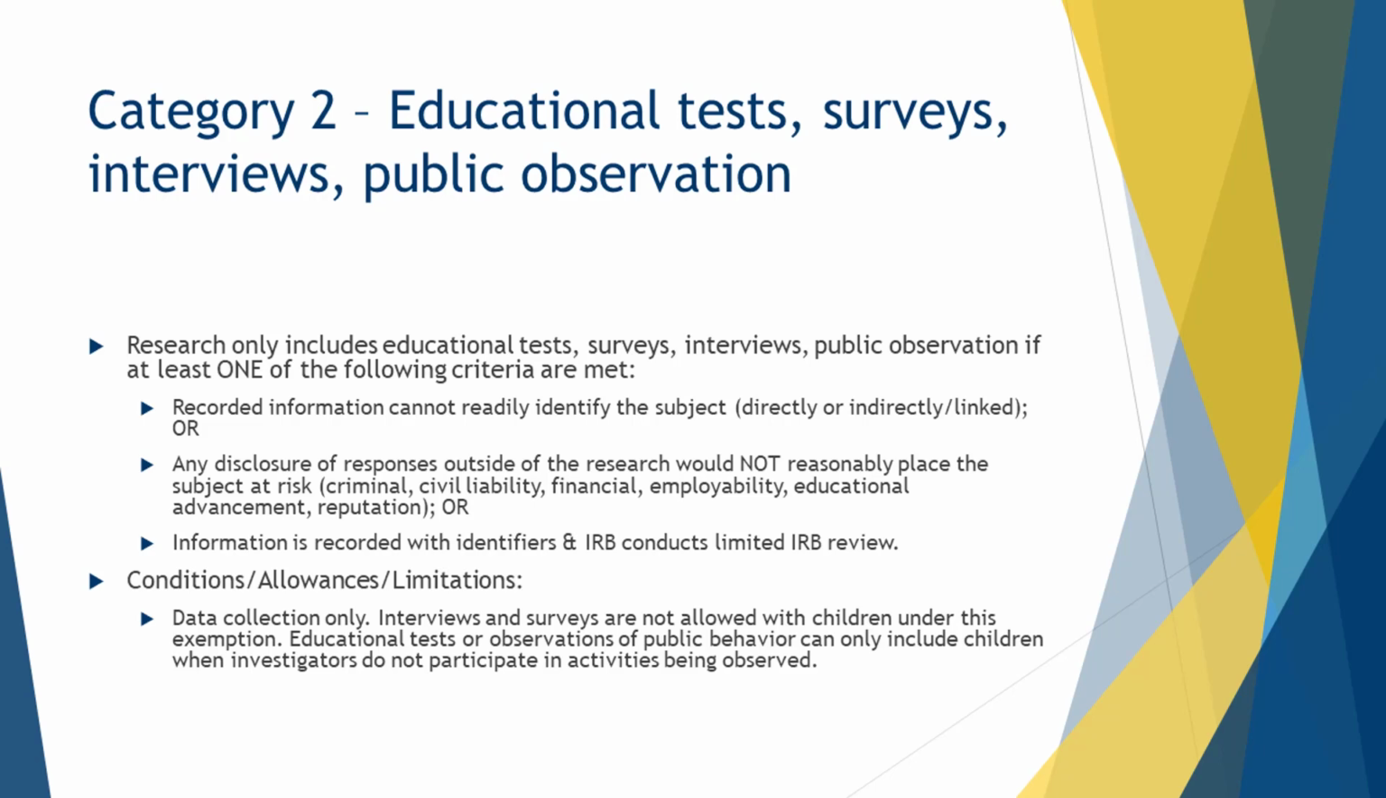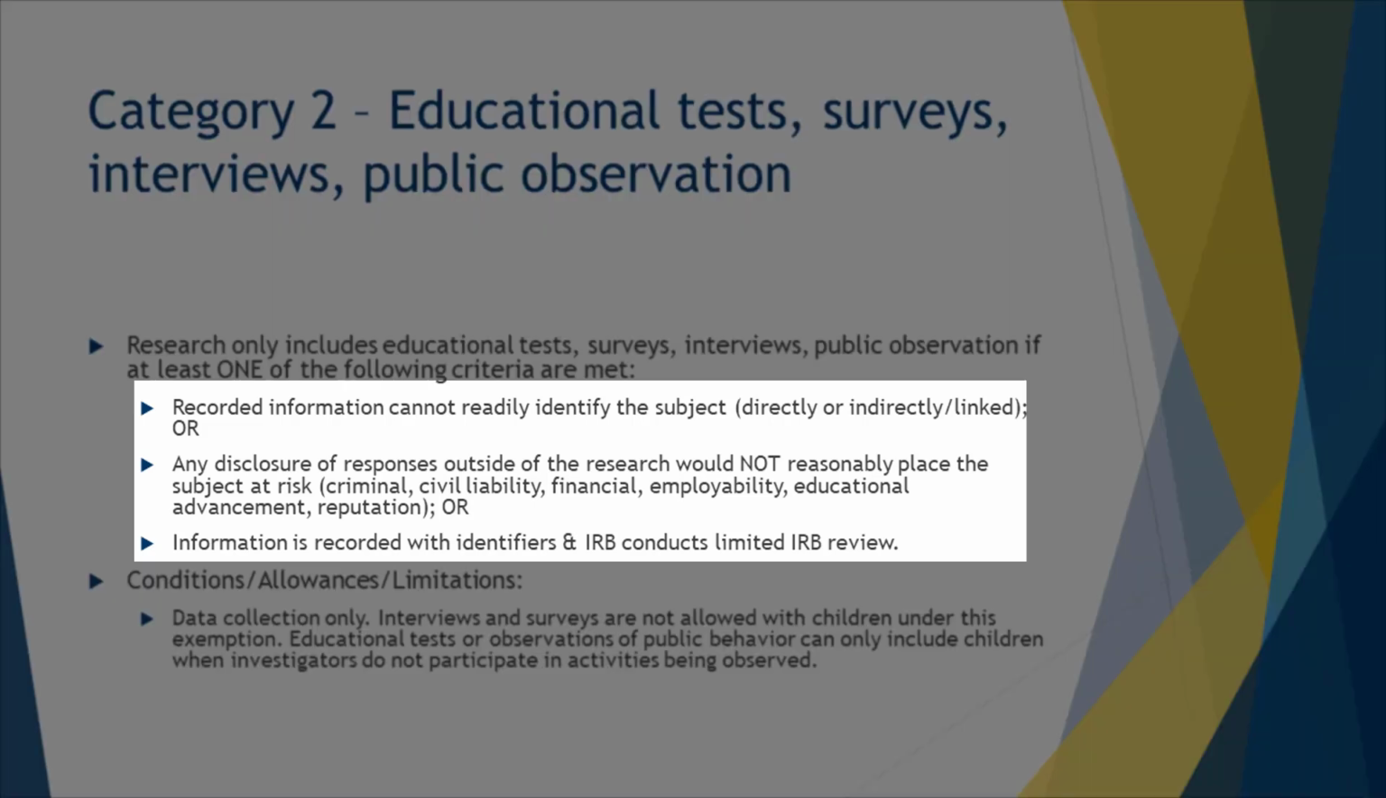Any disclosure of responses outside the research would not reasonably place the subject at risk for criminal, civil liability, financial, employability, educational advancement, or reputation. Or, even if the information can identify the subject and the responses may have some risk, you could still be exempt if information is recorded with identifiers and the IRB conducts a limited IRB review. We're going to go over what that means a little bit later, but one of these 3 criteria has to be met for this exemption to qualify.